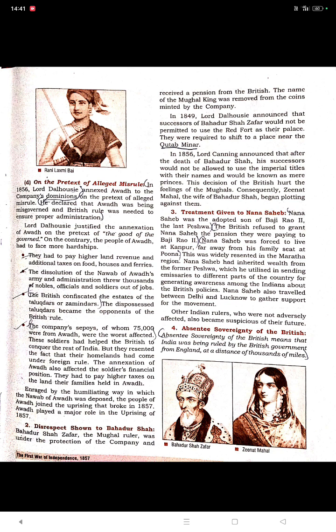In other words, after the death of Bahadur Shah, his successors would not be allowed to use the imperial titles with their names and would be called mere princes. Do you get this? Next, the third political cause: the treatment given to Nana Sahib.